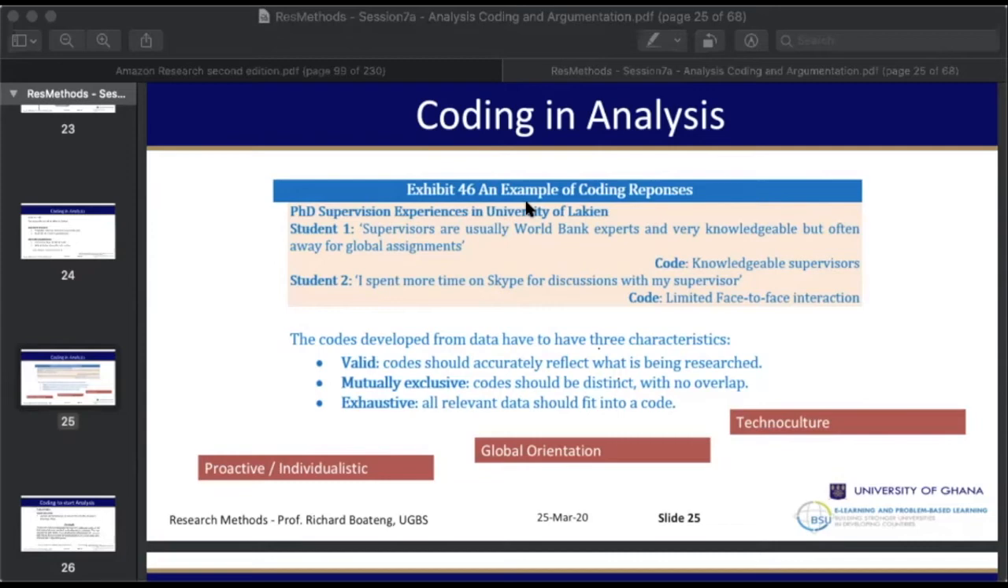Now, number two, another student is being talked to. I spent more time on Skype for discussions with my supervisor. It means that you can say that the descriptive code here is that there's limited face-to-face interaction. But the topic code of what you are saying is that prepare to use Skype if you want to talk to your supervisor. That's what you say in the topic code.